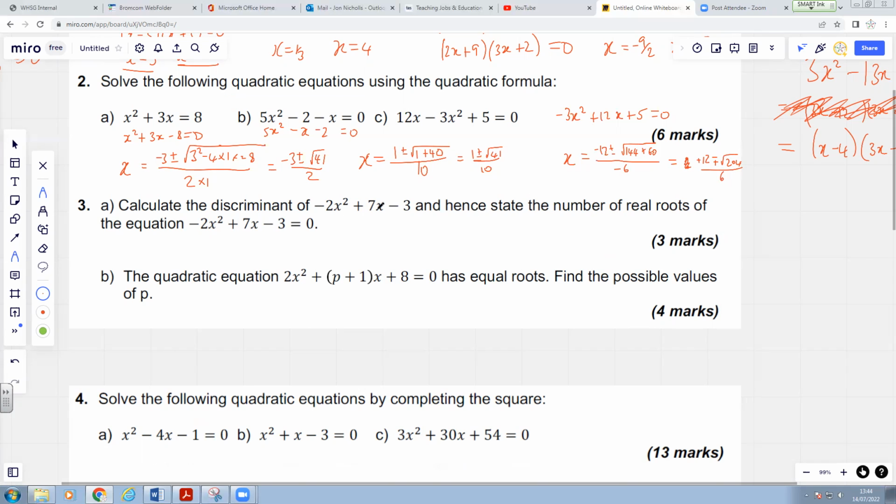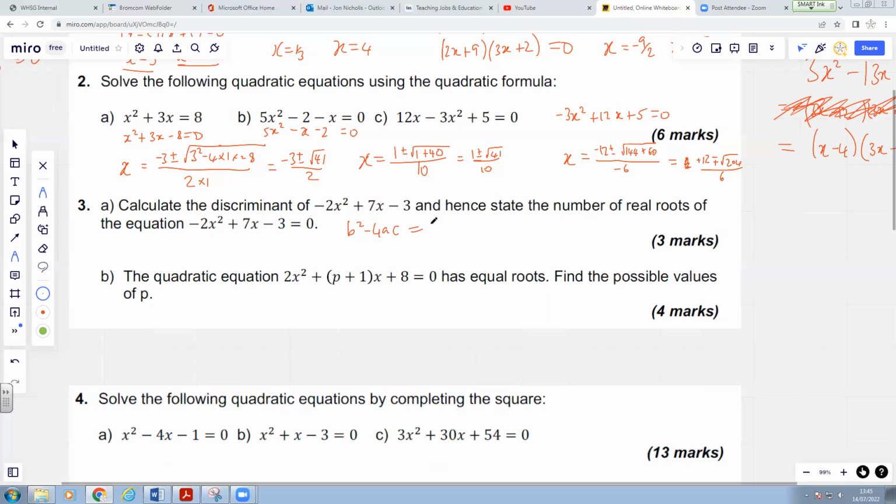Okay, calculate the discriminant and hence state the number of real roots. Well, the discriminant is the b squared minus 4ac in the quadratic formula, and it tells you how many roots, because the way you get two solutions is when this is greater than 0, you have plus root 41 or minus root 41. That's two solutions. But if this equals 0, you'd only have one solution, because add or subtract 0 gives you the same value. And if it was less than 0, you'd have no solutions because you're square rooting a negative.